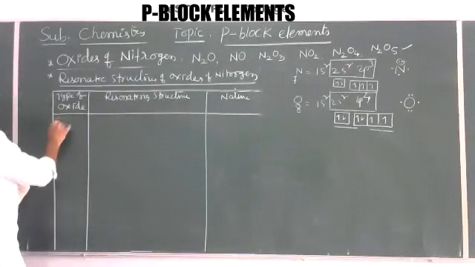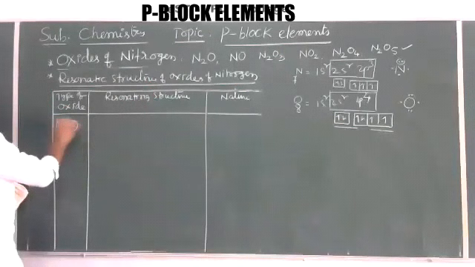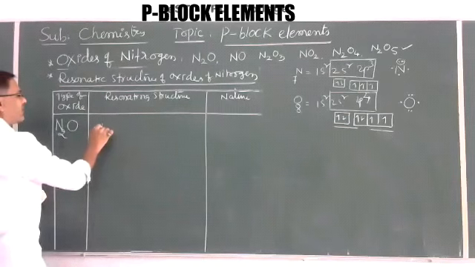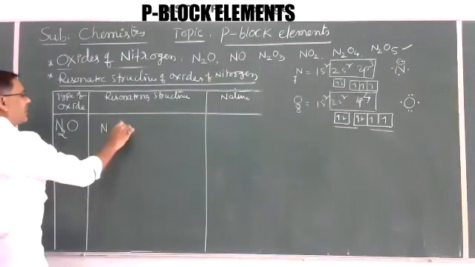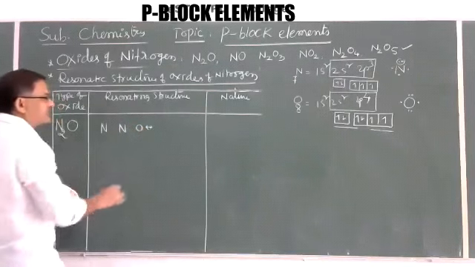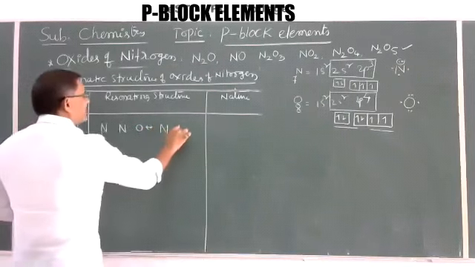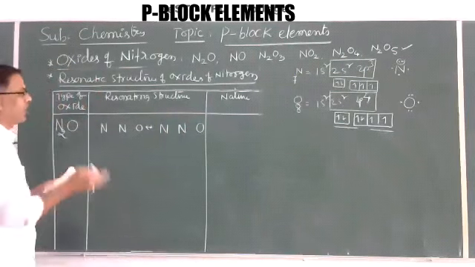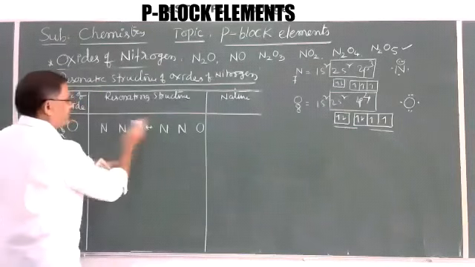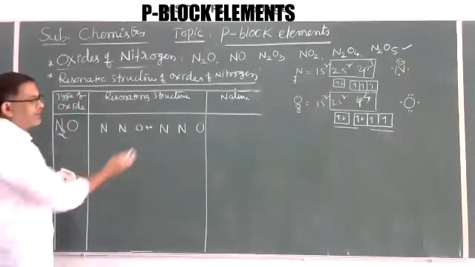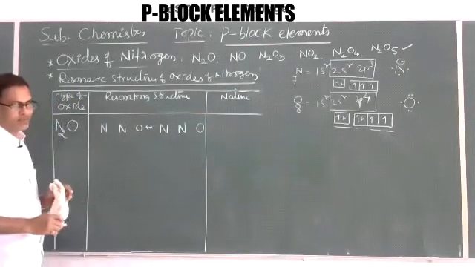First, I will take the type of oxide N2O, dinitrogen monoxide, laughing gas. For that, 2 nitrogen atoms are there. First, I will write 2 nitrogen atoms and 1 oxygen atom. Then how it changes. In the textbook, maybe the oxygen is present here or here. Whatever the resonating structure, we can write it anywhere, first or last.